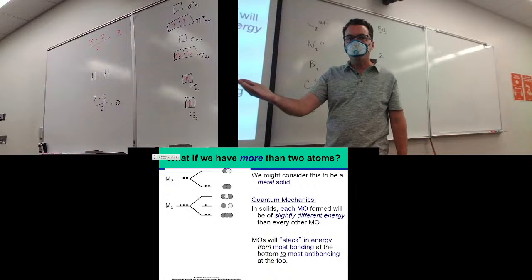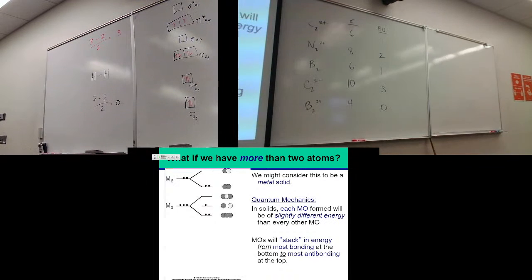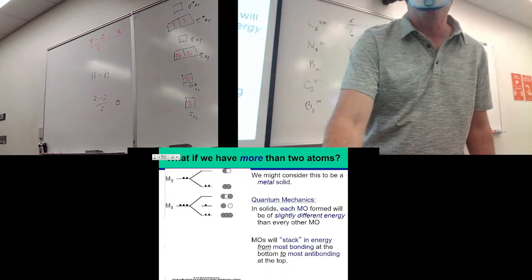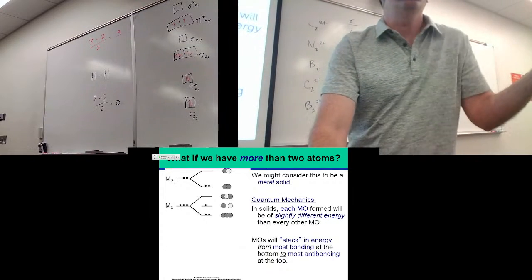So three atomic orbitals make three molecular orbitals. FYI, this is definitely bonding. That is definitely antibonding. We call this one a nonbonding. You don't have to know that name, but in case you wanted to know what it is. It's not anti, it's not bonding, it's just nothing. It doesn't do anything.